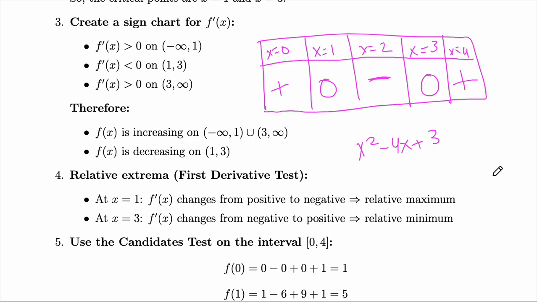So back to relative extrema. Basically, we have to look at what's going on around each one of these points. So here, for x equals 1, we're going from positive to negative, right? So what that's going to look like is that's going to look like this. So that tells me it's going to be a relative max. Over here, we're going from a negative slope to a positive slope. So that tells me at x equals 3, I'm going to have a relative minimum.